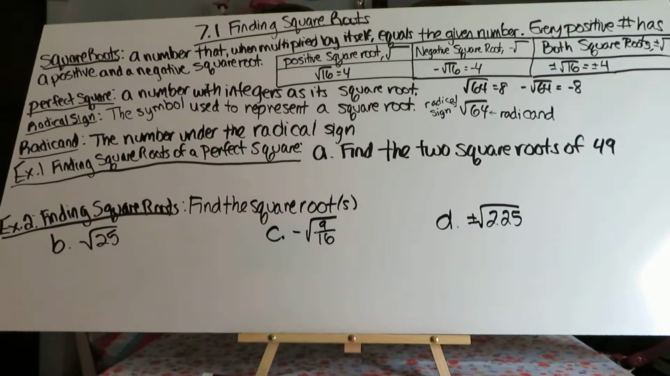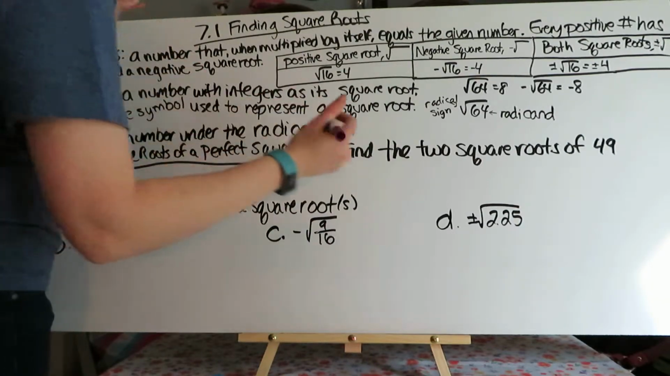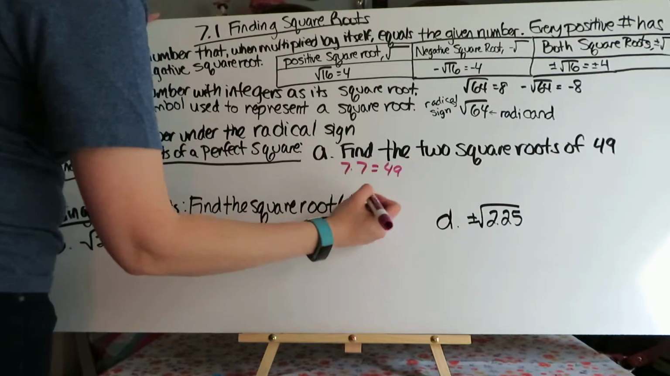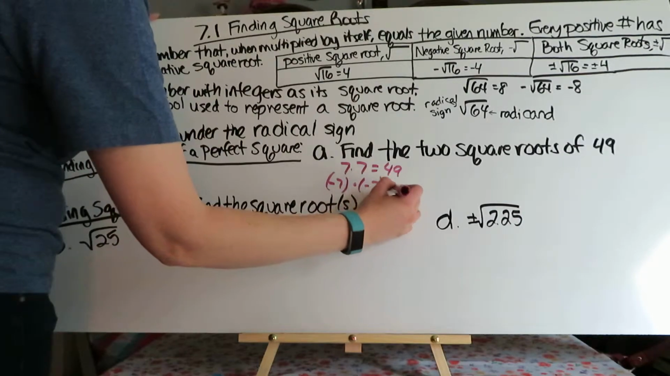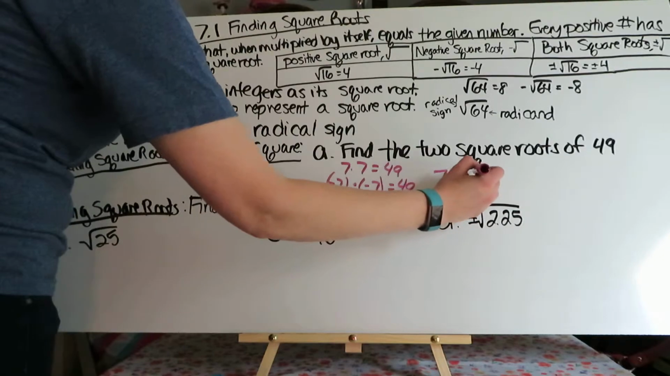Example 1, finding square roots of a perfect square. Find the 2 square roots of 49. Well, 7 times 7 equals 49. Negative 7, that quantity times the quantity negative 7, equals 49. So that means we have 7 and negative 7.